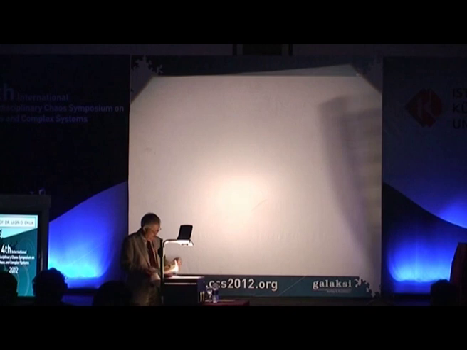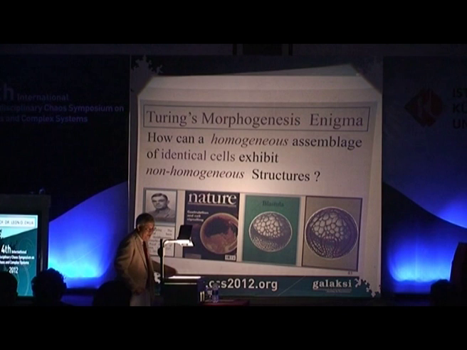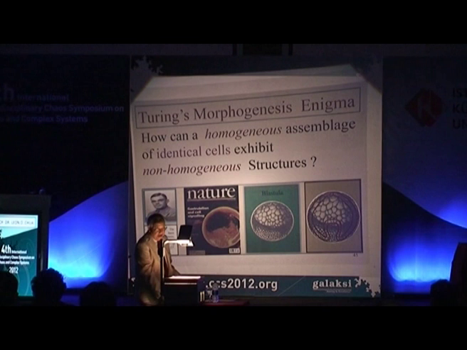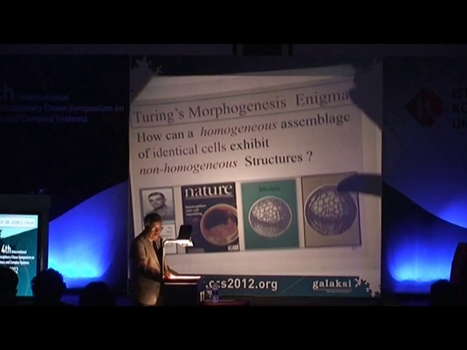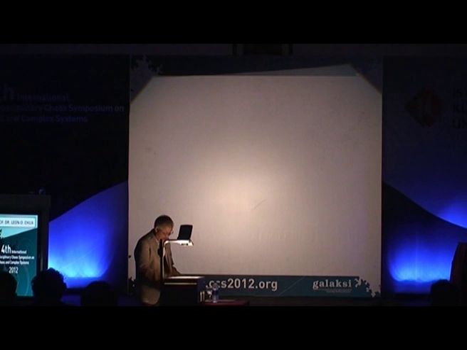Then the second unsolved problem is Turing's. The unsolved problem is, how can a homogeneous assemblage of identicals exhibit non-homogeneous structure? In spite of the fact that he gave us this beautiful example, he didn't know why, and we now know the answer is edge of chaos. Not as a philosophy or hand waving, but a solid, exact theory.